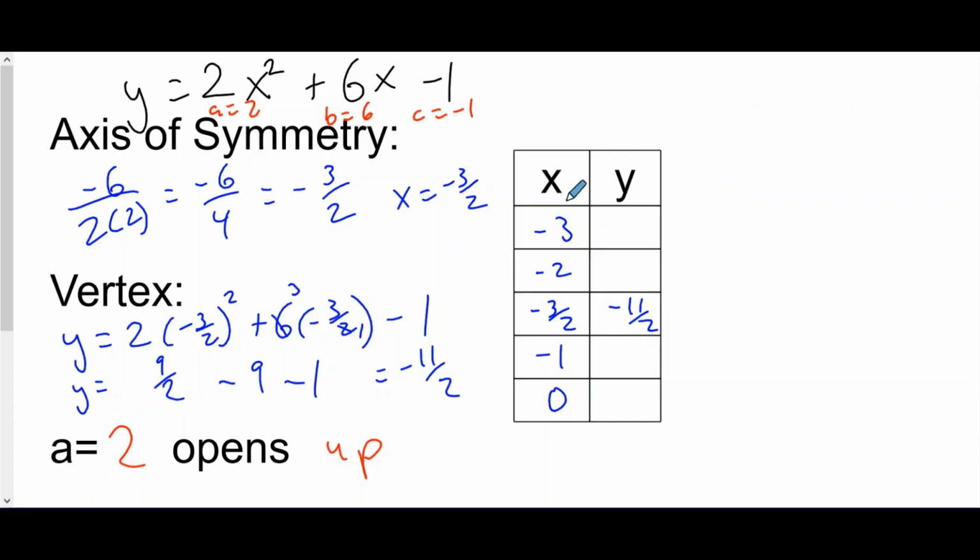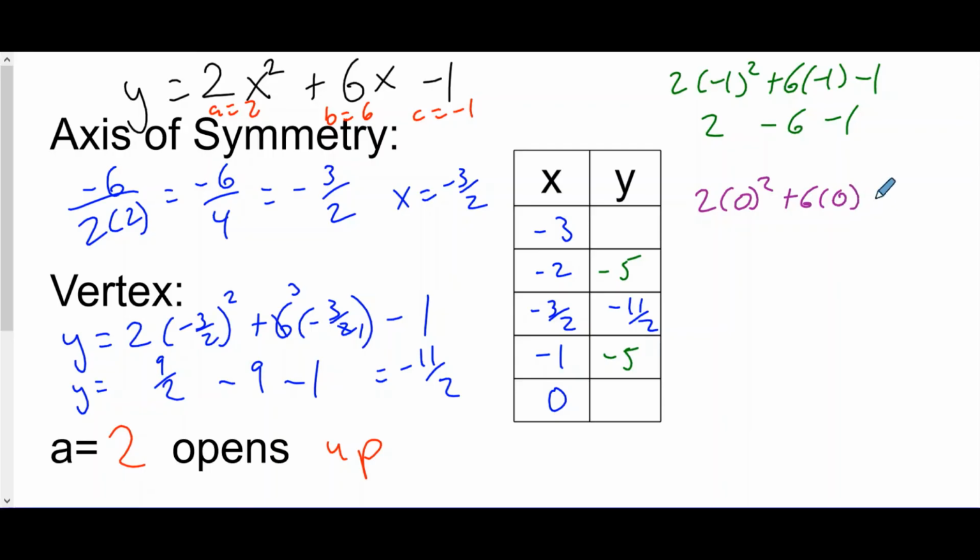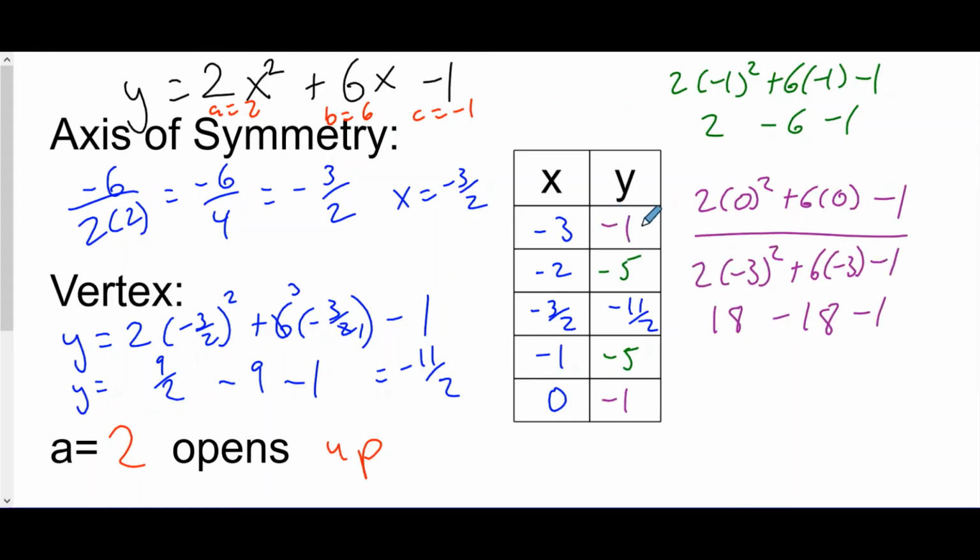Let's find those values. So if I start with -1, 2 times -1 squared plus 6 times -1 minus 1. That's going to be 2 times 1 is 2, minus 6 minus 1. So that's -4 minus 1 more is -5. And I know since it's symmetrical, I would get the same answer for -2. How about 0? Well, at least that one's nice. 2 times 0 squared plus 6 times 0 minus 1, which is going to be 0 plus 0 minus 1. So I expect this to be -1. Let's just verify that. Hey, look, I did get the same answer.